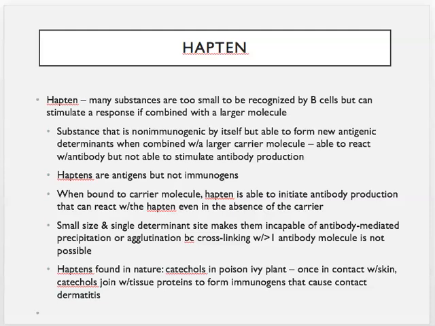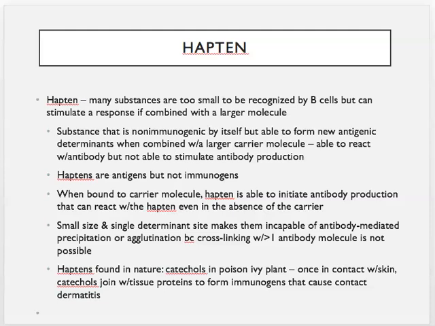Okay, haptens. So a lot of substances are too small to be recognized by B cells, but they can still stimulate a response if they're combined with a larger molecule. So this is a substance that is non-immunogenic by itself, so it's not able to produce that immune response by itself, but it can form new antigenic determinants if it's combined with a larger carrier molecule. So at that point, it would be able to react with antibody, but not able to stimulate antibody production. Haptens are antigens, but they are not considered immunogens.